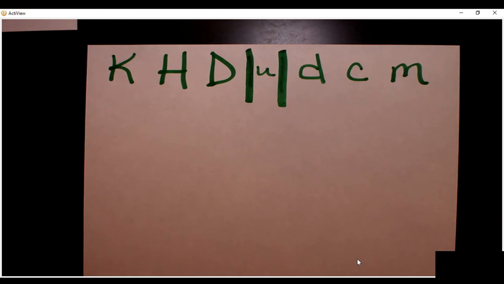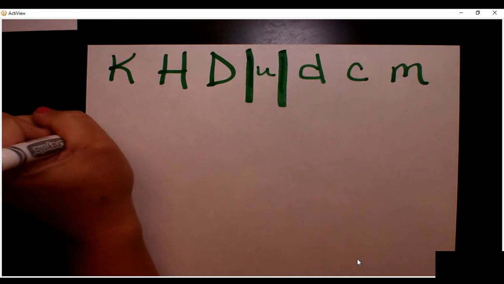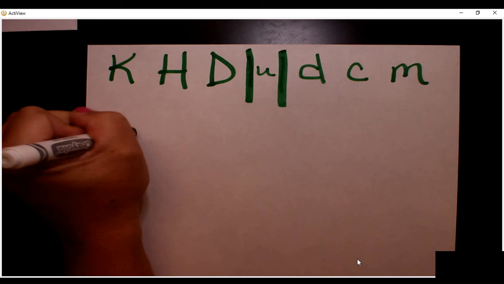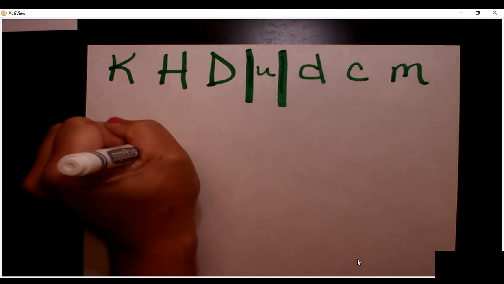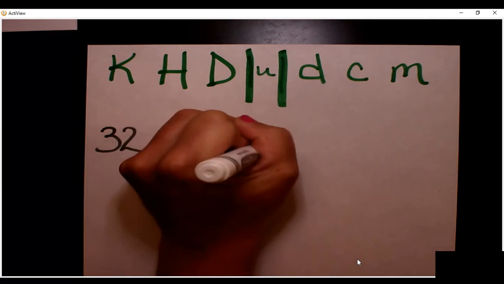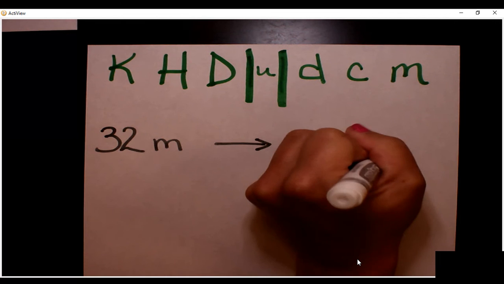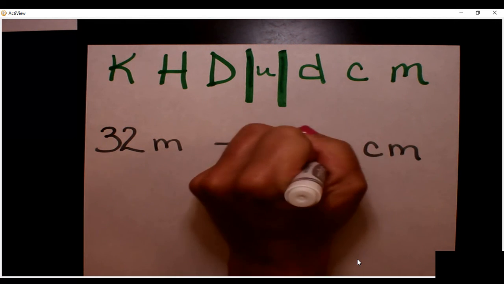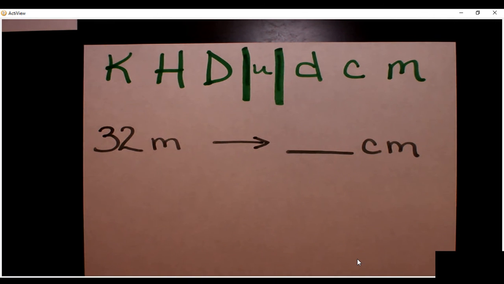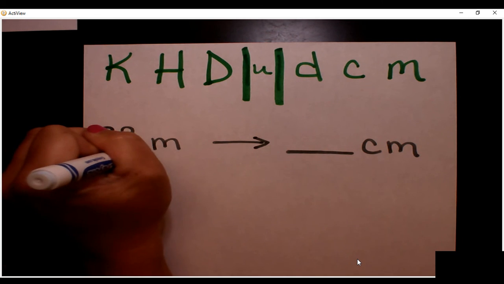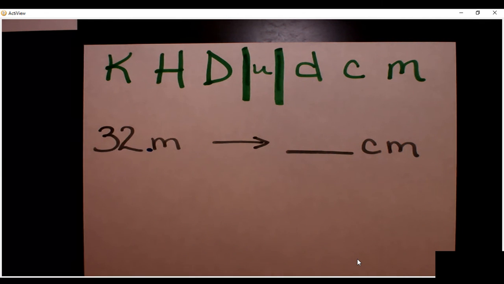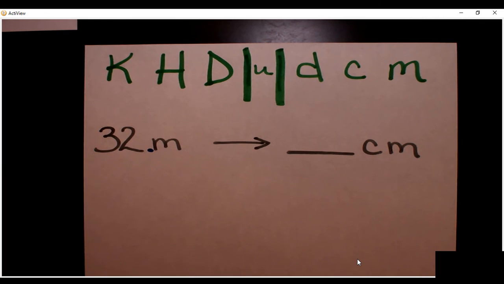There we go. So the first number I'm going to show you how to convert is going to be 32 meters, and I'm going to want to convert that into centimeters. So like I said earlier, we have an assumed decimal point here. So just because it's not there doesn't mean that it's not there. So my assumed decimal point is at the end of the 2.